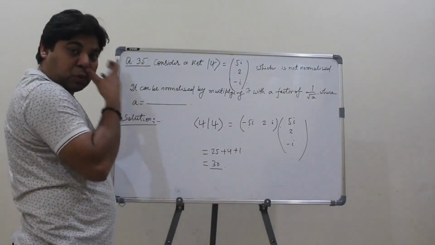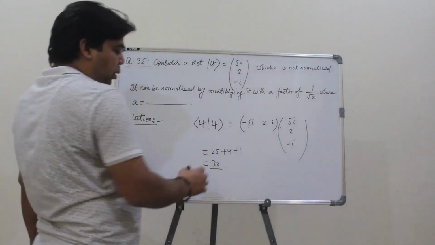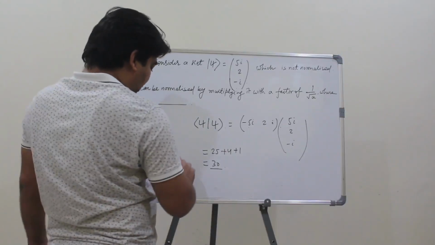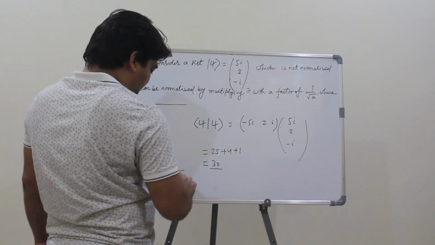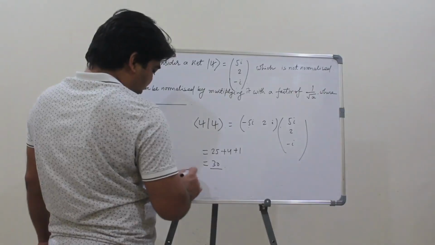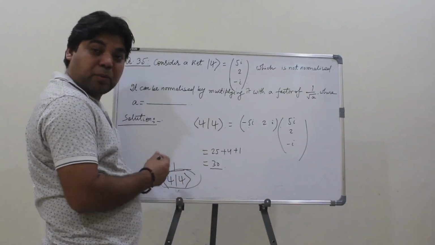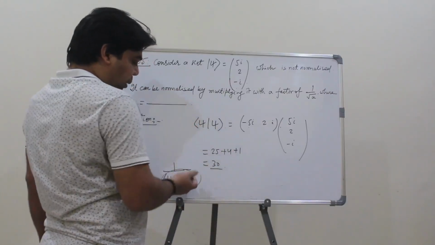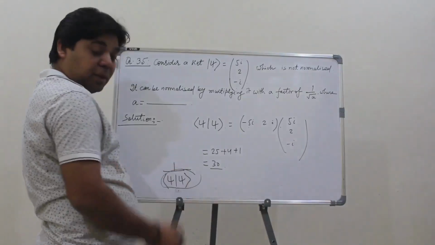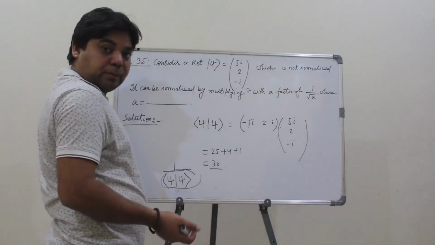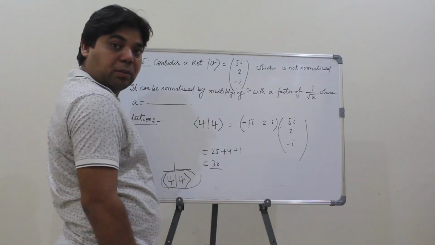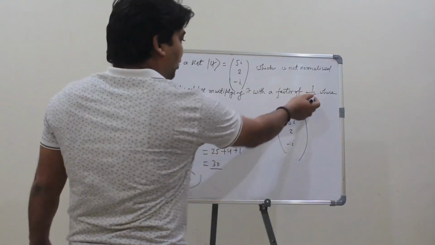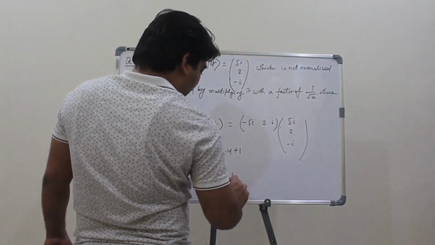Now, to normalize any wave function, you have to simply multiply it with 1 upon the root of this value. So it is normally written in this way to normalize the wave function. Whenever you are calculating the expectation value of an operator and the wave function is not normalized, you have to divide by this to make it unity. So the value of A is nothing but root 30.